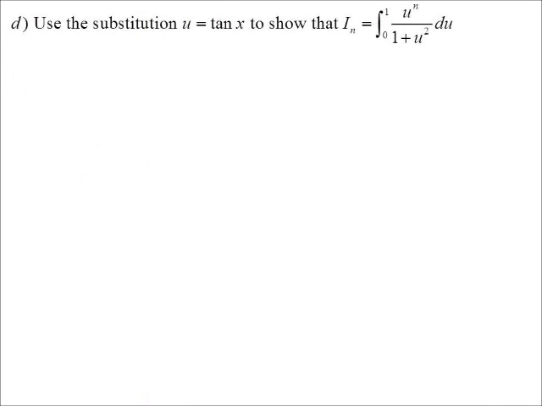But it keeps going. Okay, now we're going to use the substitution u equals tan x to show this particular integral, I_n, equals the integral from 0 to 1. Remember, I_n was the integral from 0 to pi on 4 of tan to the power of n x, but they've told us what they want us to do.